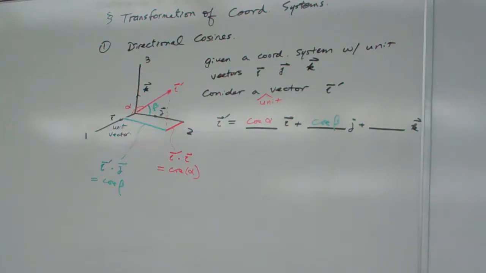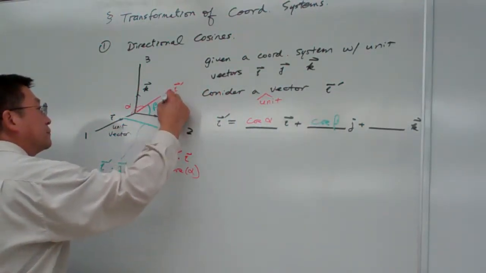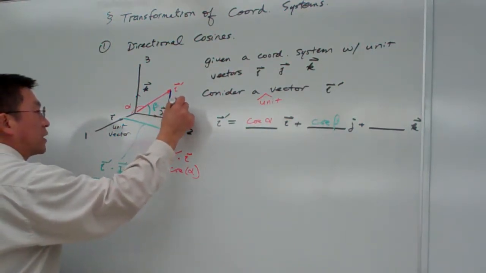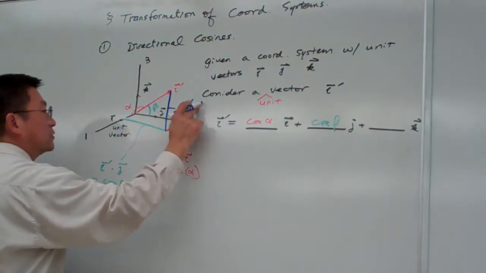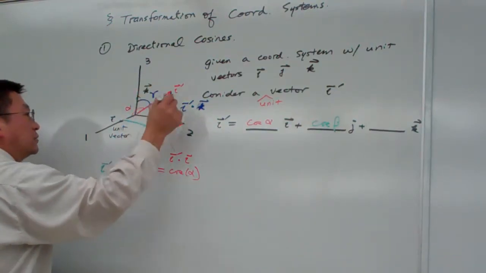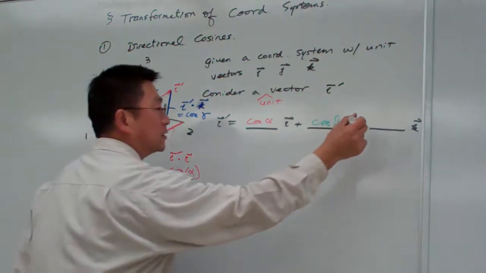And then the last one is this. That's the projection into the third direction. So that is I prime projected onto the k direction. And again, let me call this gamma. So this one can be calculated by cosine gamma. So here this is cosine gamma.